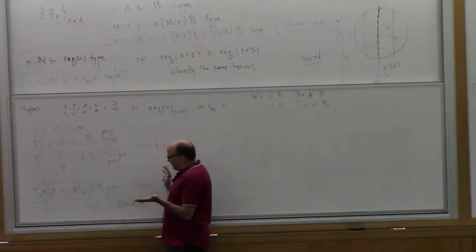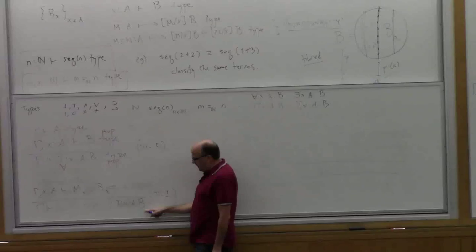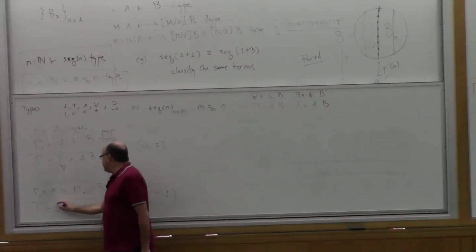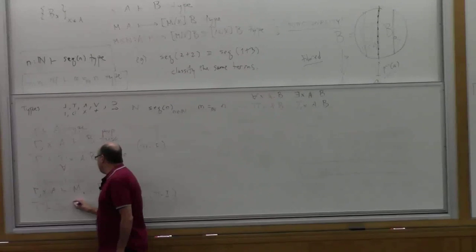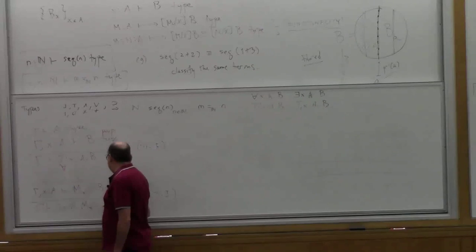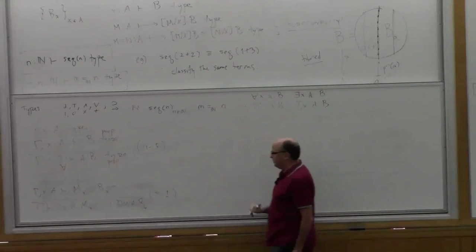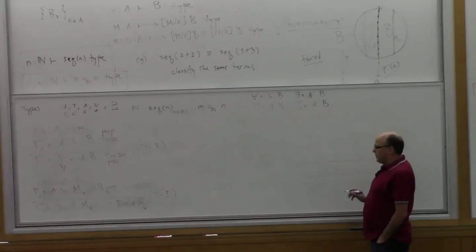And the collection of all of those forms, if I put those all together, will give me an element here, and that's a lambda abstraction. So this will be written lambda x in A. If I wanted to emphasize, I could write m sub x. Okay, and then in that case, I would write B sub x, and it would look like that. So that's the pi introduction rule.